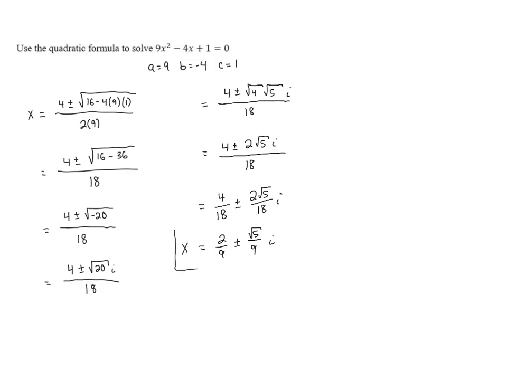And so our final answer here is x equals 2/9 plus or minus root 5 over 9 i. And that's our final answer.